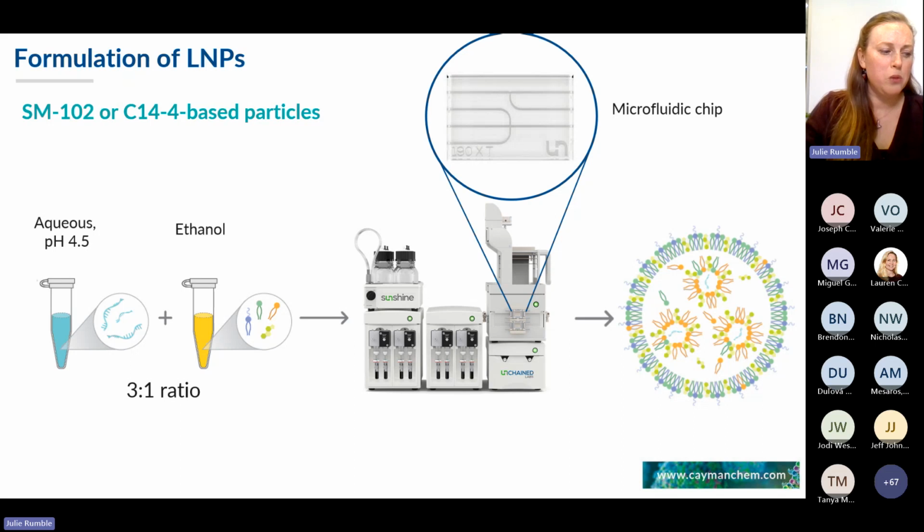At Cayman, we use microfluidics to formulate LNPs, which means that the acidic aqueous fraction is mixed with the ethanolic fraction at a 3:1 volume ratio by controlled injection into a chip with architecturally defined channels. The mixing geometry, together with the acidity of the aqueous buffer, ensure the self-assembly of the particles in a consistent manner. In the acidic buffer, the ionizable lipid is protonated and captures the mRNA through charge interactions. These methods result in a solution of monodisperse LNPs.